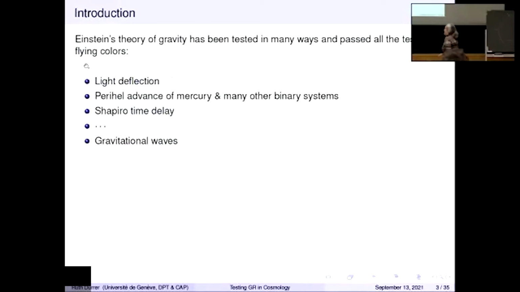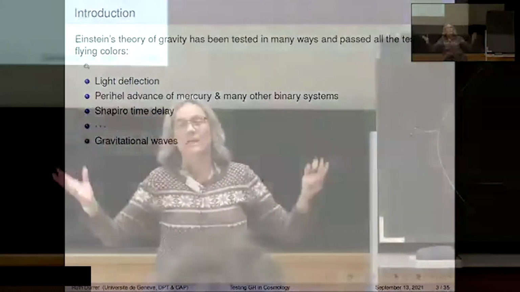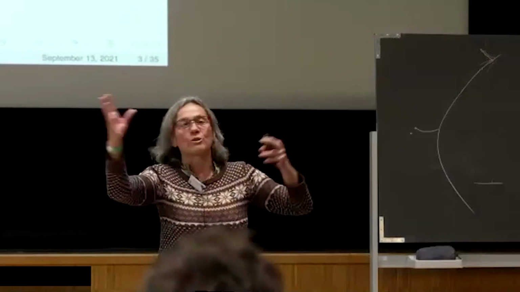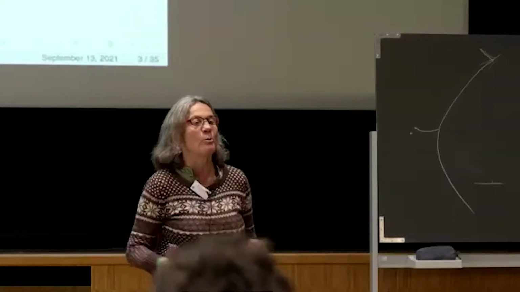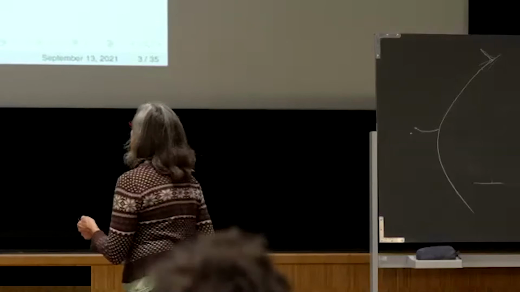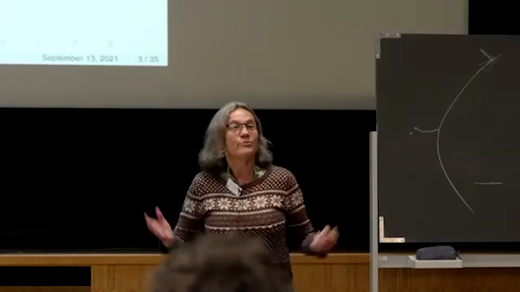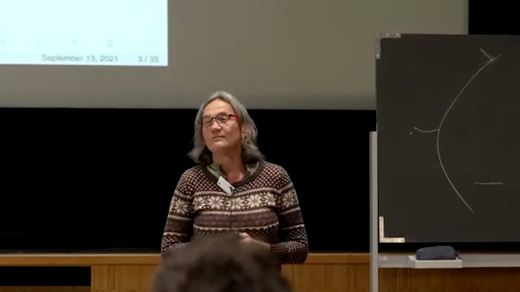As you all know, Einstein's theory of gravity has been extremely successful when compared to experiment. I mean, the first thing which made Einstein famous was the light deflection around the sun. Light deflection is nowadays used in astrophysics and cosmology to measure masses. It has become an everyday tool. The perihelion advance of Mercury was the first thing which Einstein really calculated with this theory.